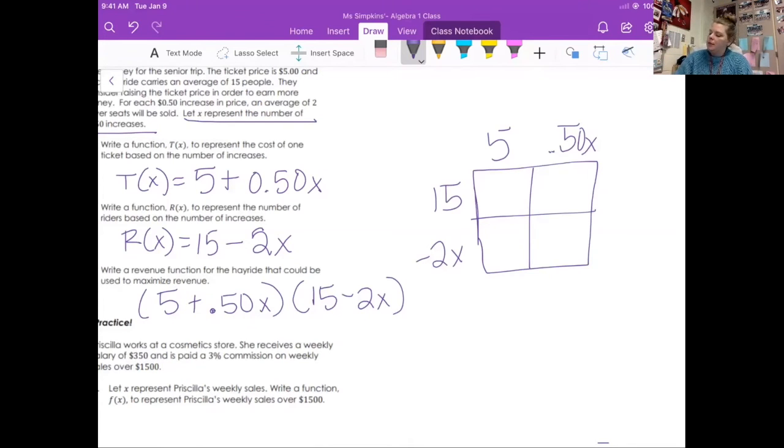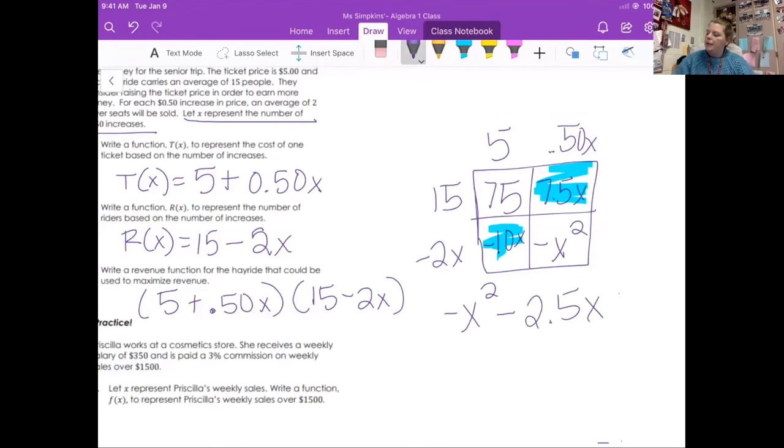Okay, so 15 times 5 would be 75. 15 times 0.50x would be 7.5x. 5 times negative 2x is negative 10x. And negative 2x times 0.50x is negative x squared, or negative 1x squared. Both of those would be fine. So again, I would like you to write it in standard form. So our first term would be negative x squared. Negative 10x and 7.5x would be minus 2.5x, and then plus 75.